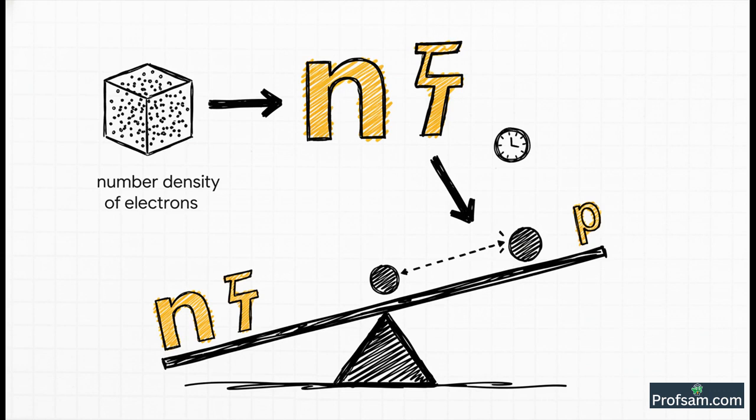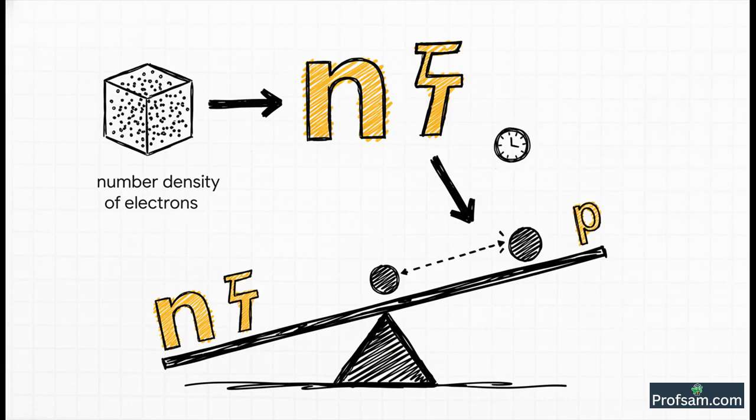Now, n is the number density of free electrons. That's basically the number of people in our stadium analogy. Simple. And tau is the relaxation time. This is just the average time an electron travels freely before it collides with an atom. In our stadium, it's like the average time a person can run before bumping into someone else.